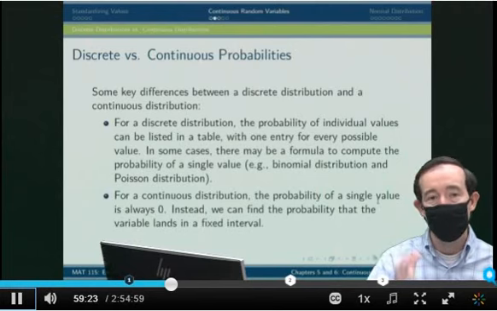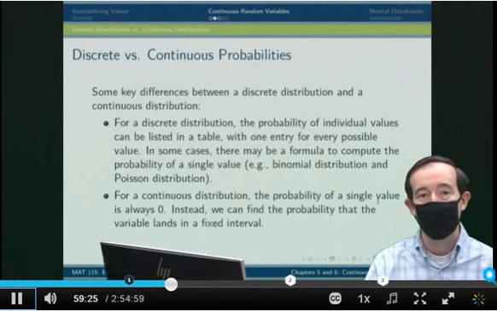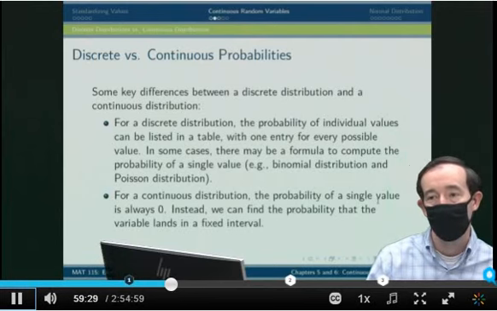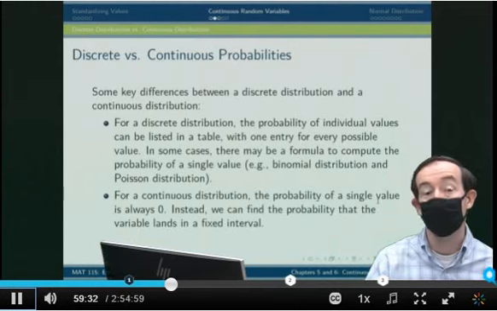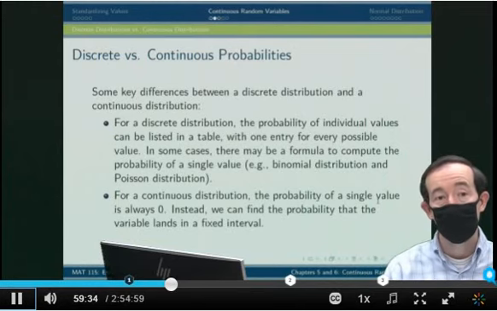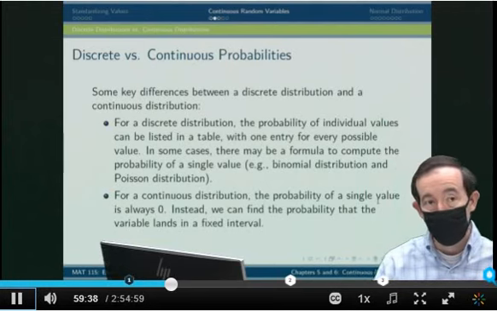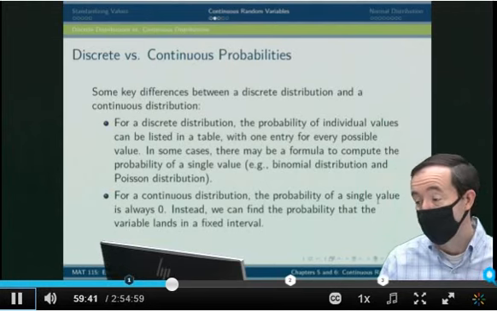Okay? Now that range might be between two numbers. It might be anything less than a certain number or anything greater than a certain number. Those are all different ranges or intervals, as we call them in mathematics. And that's what we can do. We can find the probability of those. Now how do we do that?